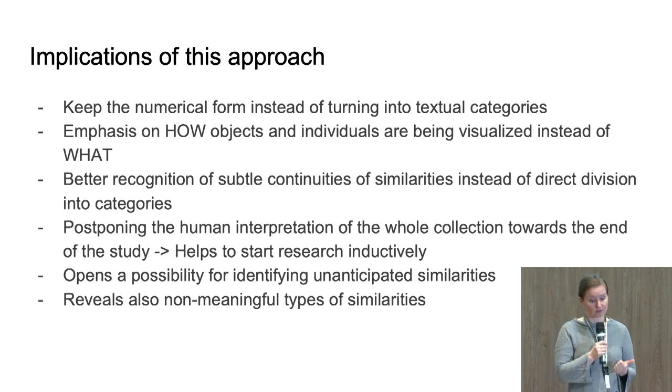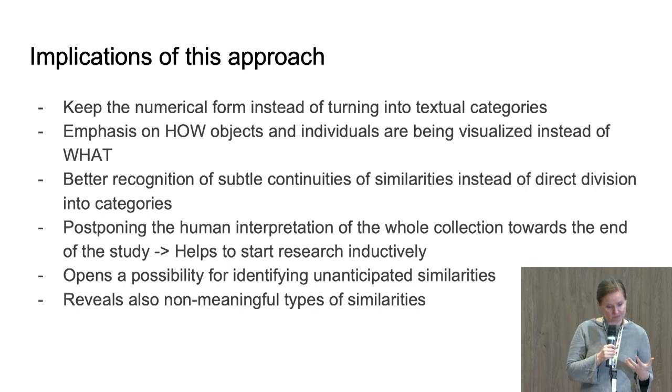So how I see the implications of this approach for our research question is that first we get to keep the numerical form instead of turning images into textual categories. We get to see how things have been visualized instead of what. And then there is a better recognition of subtle continuities and similarities, and this allows me to postpone the human interpretation towards the end of the project and start the study inductively. So this opens the possibility to find new things, unanticipated similarities, but of course there are sometimes also similarities that are not meaningful for a human viewer.